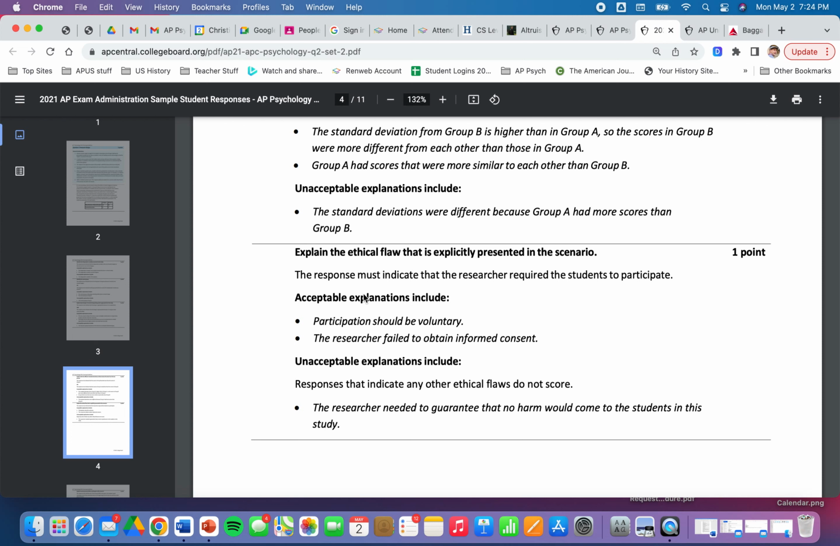And then number 4, different standard deviations. We were explaining that the standard deviation of group B is higher than group A. So the scores in group B were more different from each other than those in group A. Okay?